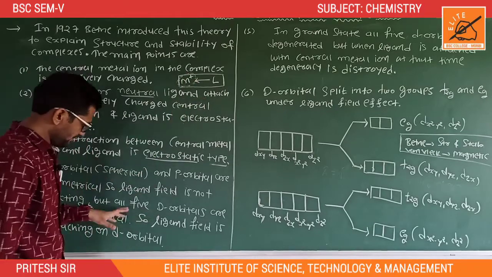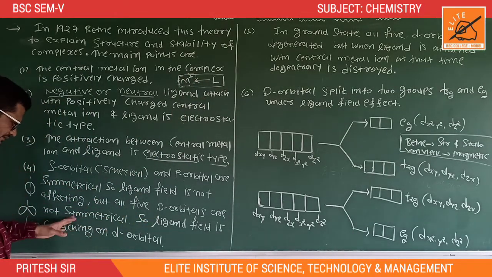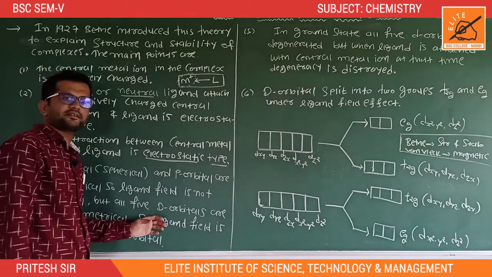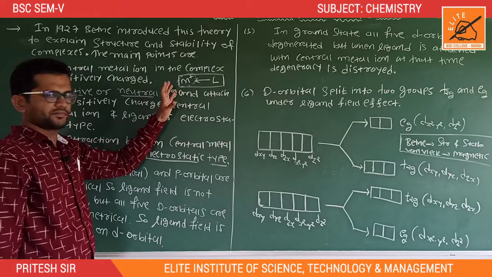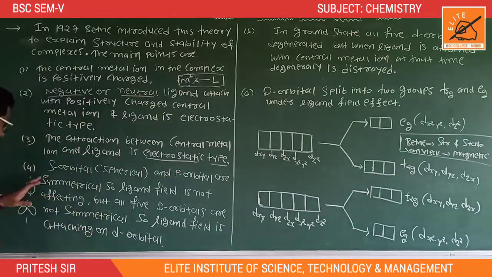But the d orbitals, all 5 d orbitals are not symmetrical, they are asymmetrical, so the ligand field much affects the d orbital. At that time d orbital energy increases. So this is the fourth point.